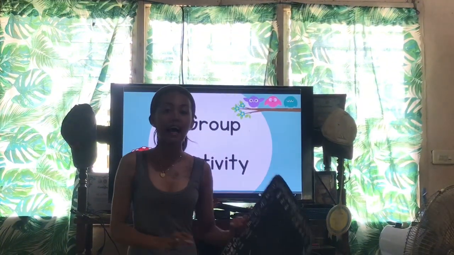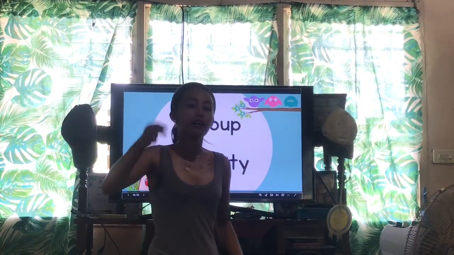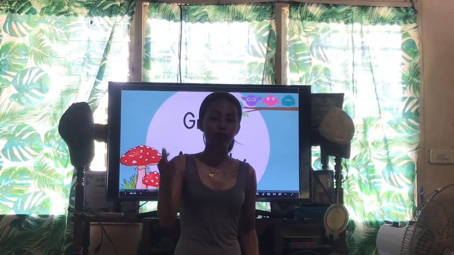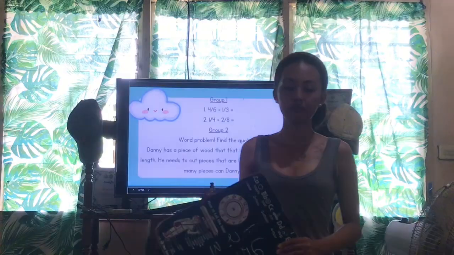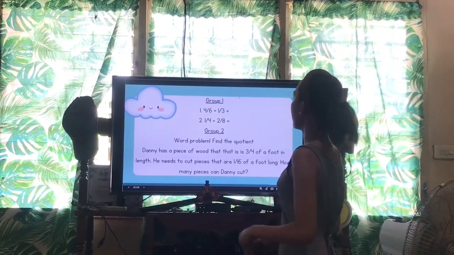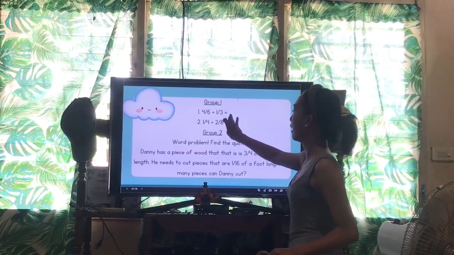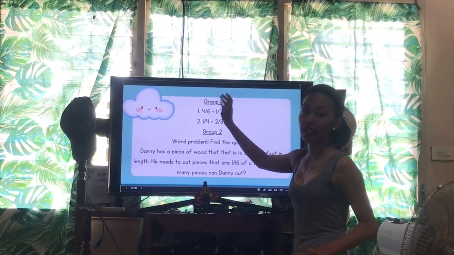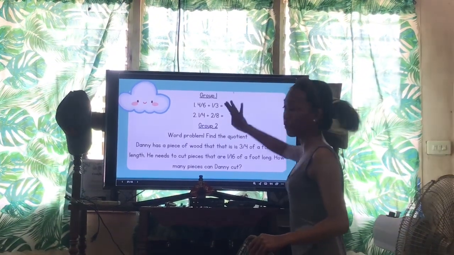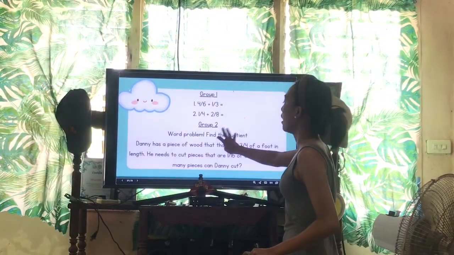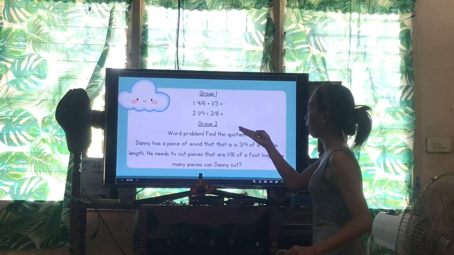So let's have an activity first. I will group you into 2 groups. For group 1, we need to get the final answer for the numerator and denominator. For group 2, word problem, find the quotient.